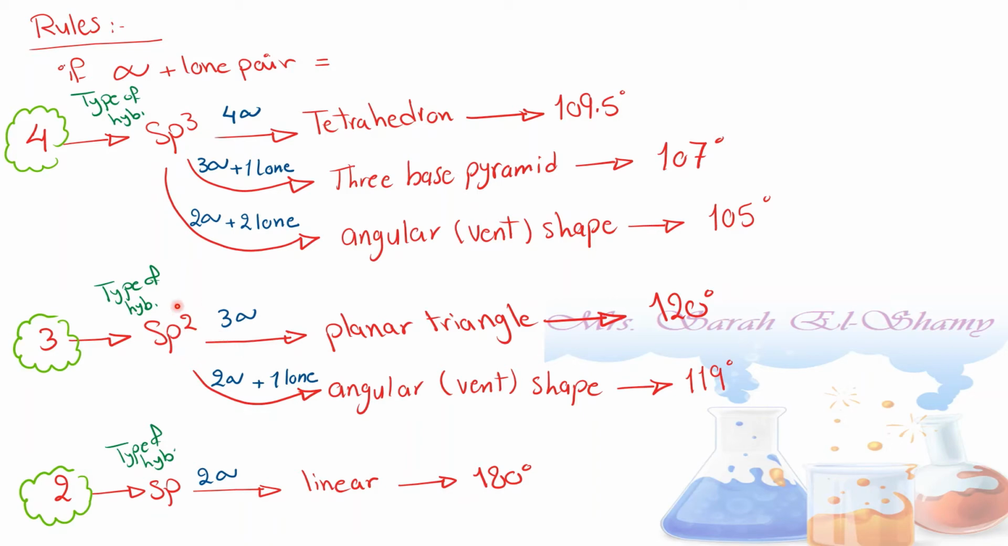So this is sp2, if we have 3 sigma, so the shape will be planar triangle, which has an angle of 120 degrees. If we have 2 sigma plus 1 lone, so the shape will be angular or bent shape with an angle of 119 degrees. Okay, what about if we have the summation of sigma plus lone equal 2? So we have a type of hybridization which is sp, which has only one case, that we have only 2 sigma, so the shape will be linear and the angle will be 180 degrees.